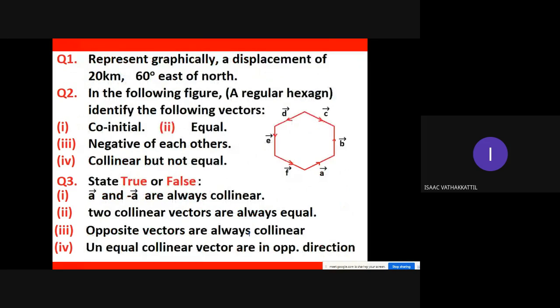And this question, represent graphically, only graphically you can easily find. And this is a regular hexagon. Remember, it's a regular hexagon. You can easily identify vectors which are coinitial, equal, negative of each other, collinear but not equal. Well, statements 2 and 4, true or false.